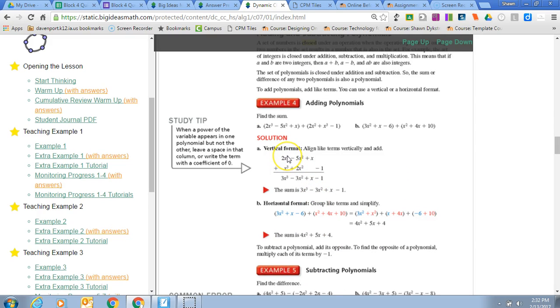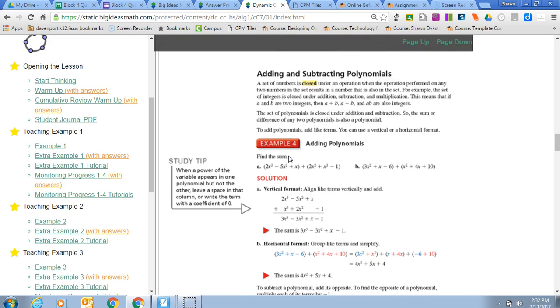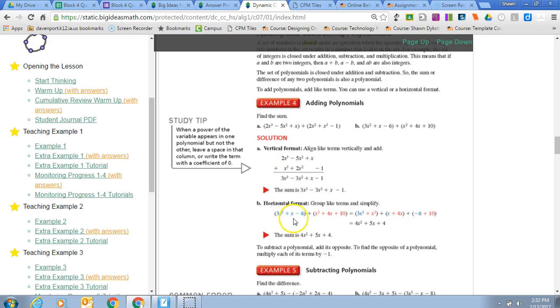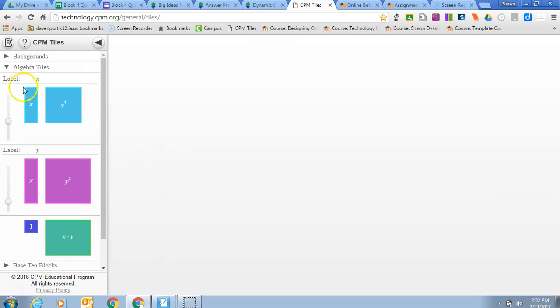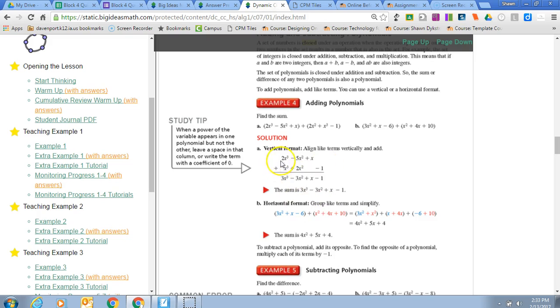But their takeaway for the night, their assignment, was to read the rest of Lesson 1, but make a connection with the examples as they are written here in both vertical and horizontal format with the manipulation of the algebra tiles here. And since this is web-based, they have access to this at home, so they were encouraged to work through some of the examples with their algebra tiles.